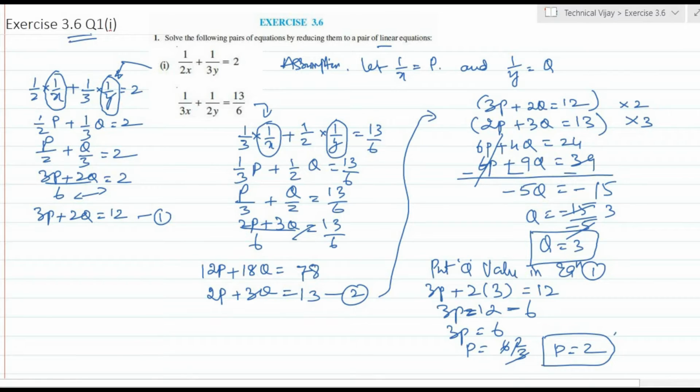So after getting this p and q value, what we have to do? We have assumed here that 1 by x is equal to p. So we got the p value and we got the q value, so that we can calculate the x value.